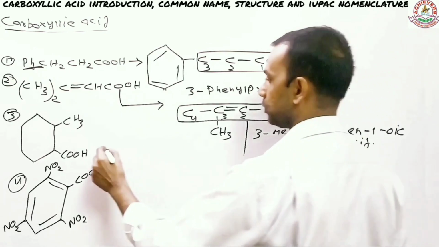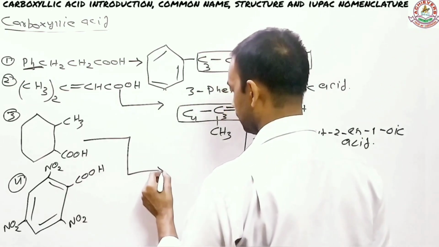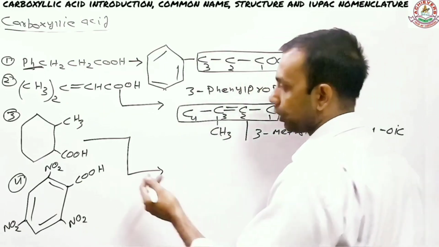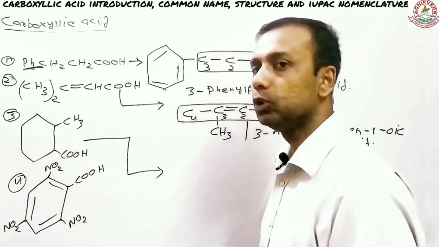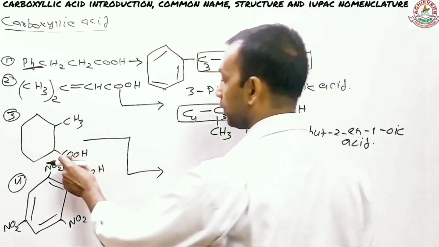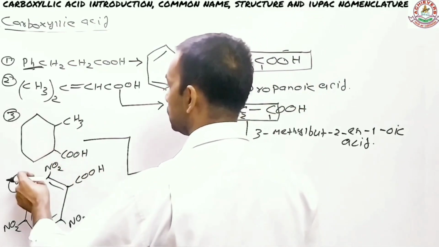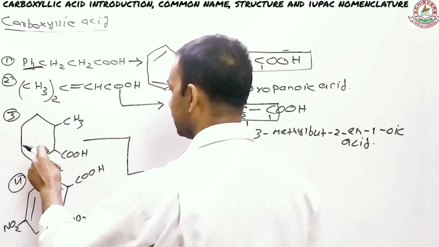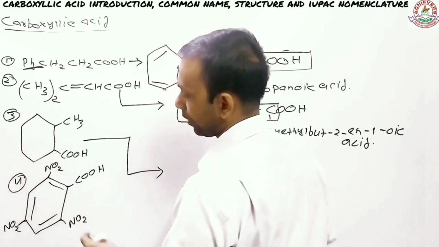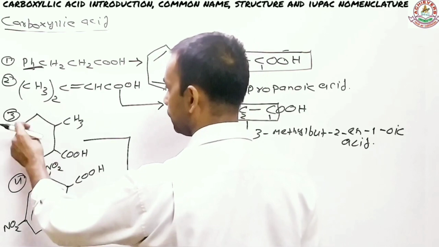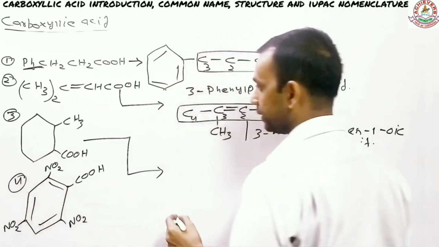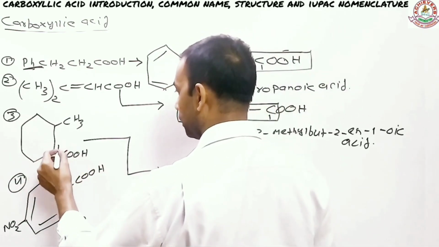Right? Now let's do this third one. The third one has something new for you. The carboxylic group is not a part of this ring. So first thing, this ring is called cyclohexane because it has 6 carbons, 1, 2, 3, 4, 5 and 6. So this is cyclohexane, but you have to number it.